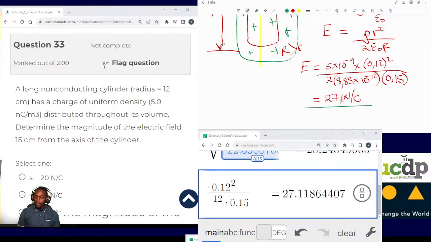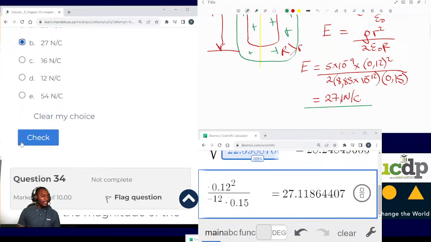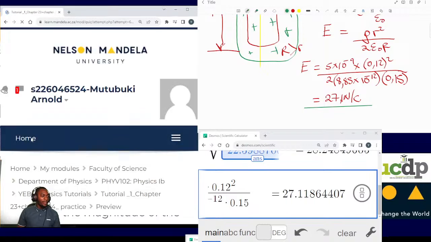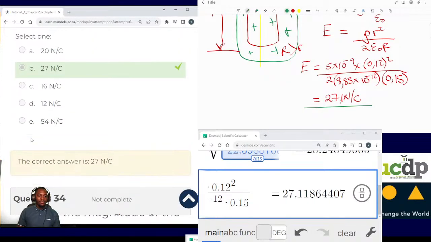Shall we proceed to question 34? If we are happy with these two questions, that look similar but are entirely different. They look similar, but they are not the same. We work them out differently.